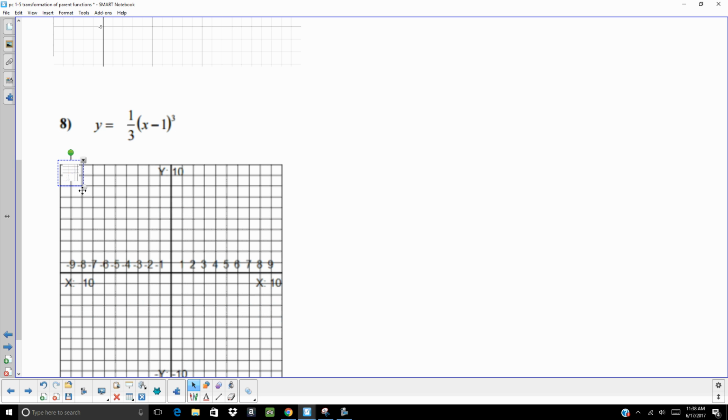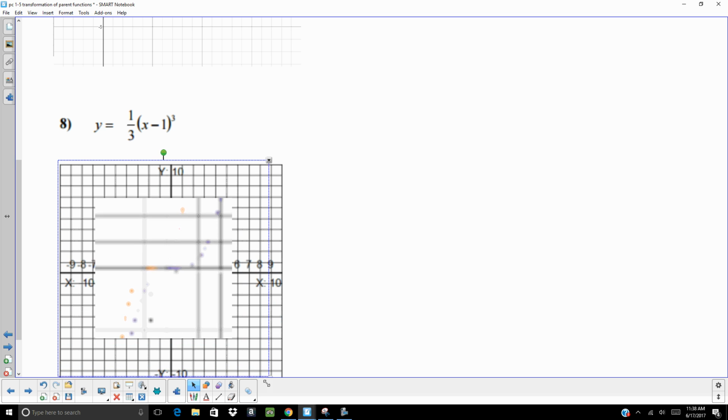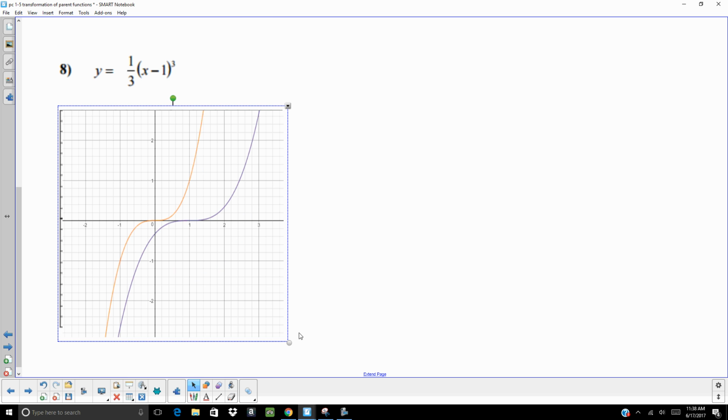Let's take a look. And that is what that graph would look like. My yellow is my original function. That's the parent function. And it's kind of hard to see on this one, but it is being compressed by a factor of 1/3. And right there's my turning point. That turning point has been shifted to the right one.